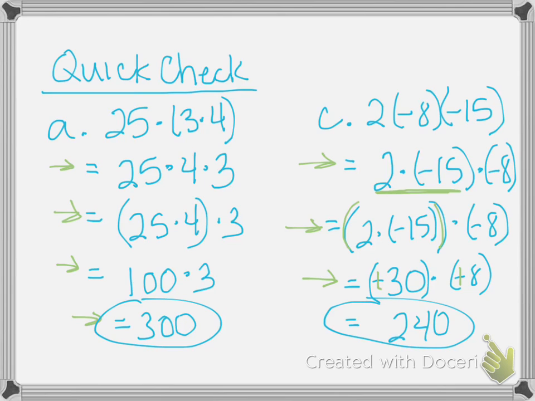The only reason you will have to write the properties is if they ask you to explain which property or properties you used. So if you have a homework problem that tells you to explain, then you need to write out to the side which property you used each time. If it doesn't ask you to explain, then you can just show your work and you don't have to list what property you used.